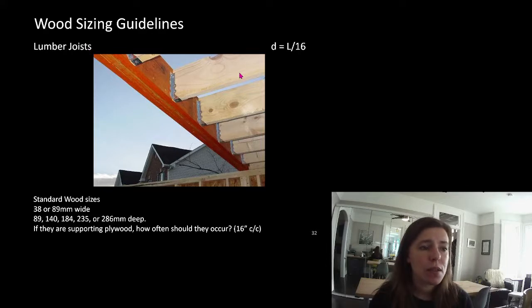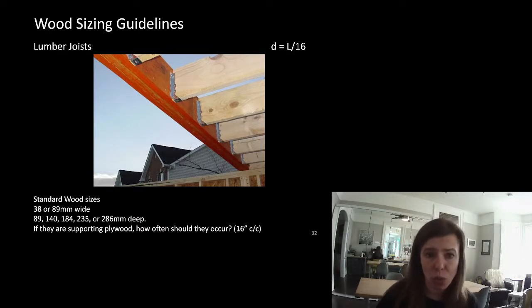Lumber joists, so that's these elements. Well, they are almost always supporting plywood. How often do they occur? Plywood spans 16 inches. These are supporting plywood. These have to occur at 16 inches on center. So that's just going to be standard. Think of these as 16 inches on center.